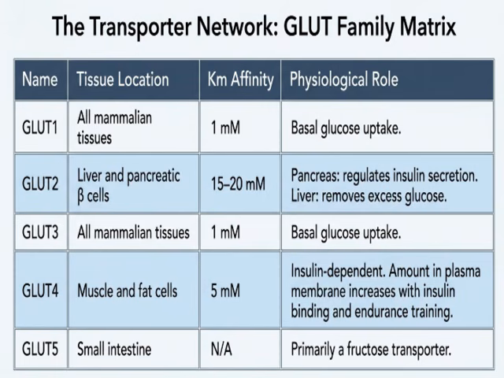And GLUT4 is the one we care about for insulin therapy, and it is insulin dependent and found in muscle and fat cells. And finally, GLUT5. GLUT5 is unique because it primarily transports fructose in the small intestine.